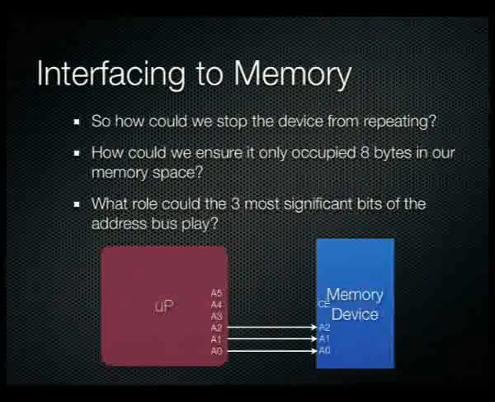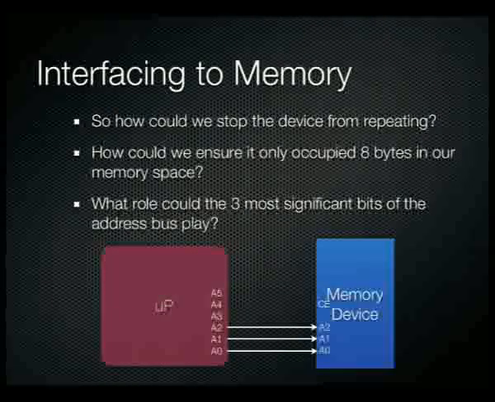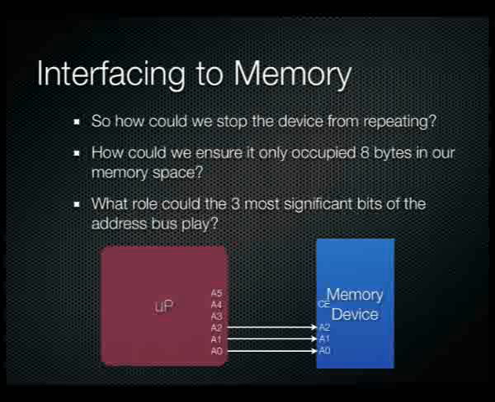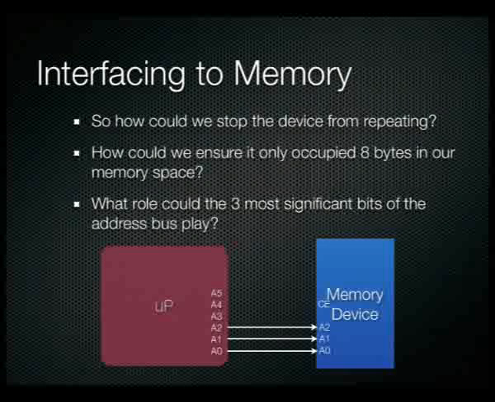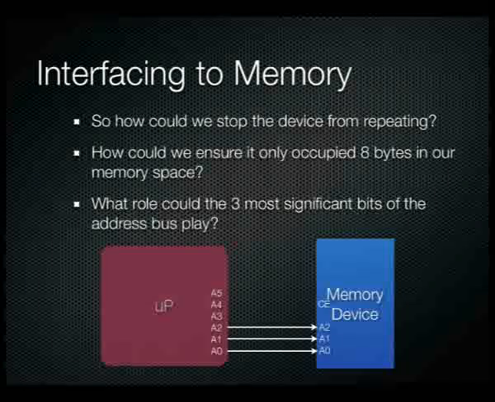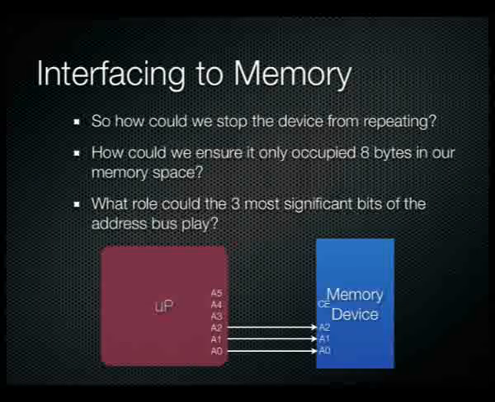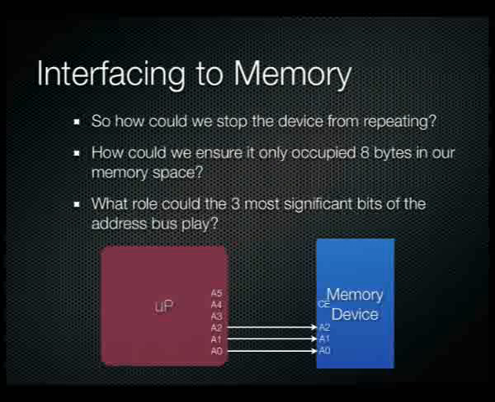So let's assume for an instant that we do want to go through that trouble. We want to make sure that it only appears once in our memory map. So how could we ensure that this device only occupies 8 bytes in our memory space and not the entire memory space? What role could the 3 most significant bits of the address bus play? Could we use those 3 most significant bits in some way? Well, yes, we could.